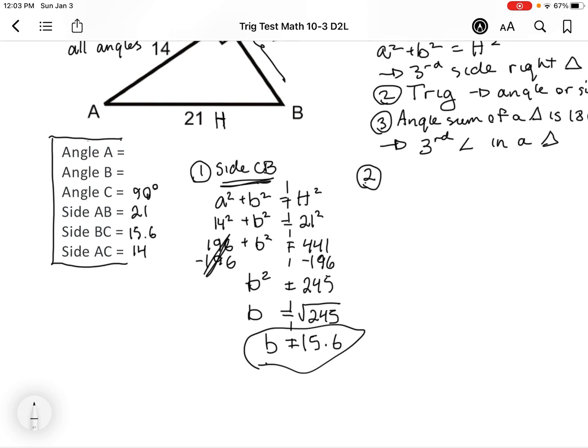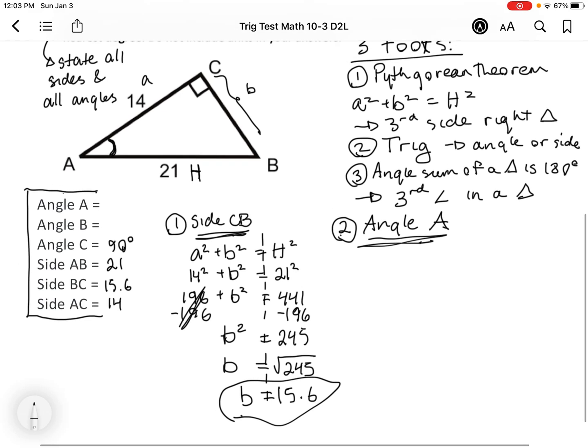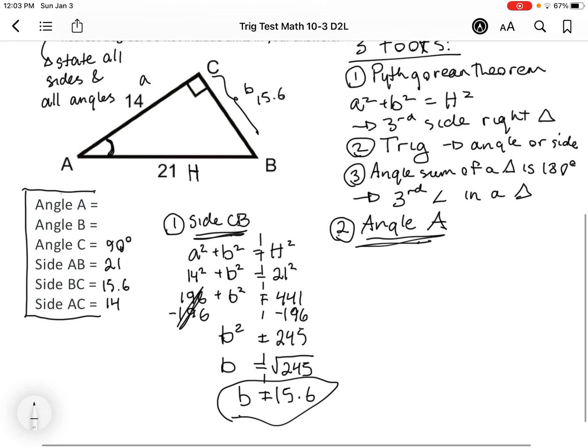Now two, maybe I'll find angle A next. Okay, now I can't use angle sum of a triangle because I only know one angle. I've got to know two to use angle sum of a triangle. So I'm going to have to use trigonometry, right? So if I'm going to use angle A, now I know that this is 15.6. Okay, I've got to label my sides using angle A. So firstly, my hypotenuse, I've already labeled it. That's right there. Now my opposite side is the one across. So this is my opposite and this is my adjacent.